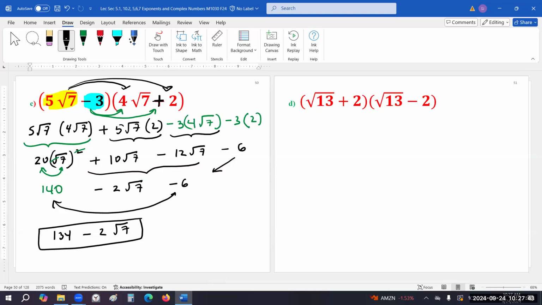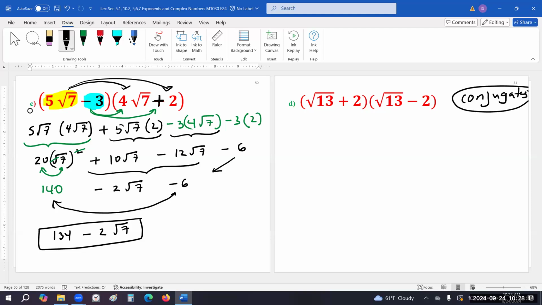You can try the shortcut or you can try the way you did the last two. There is a shortcut for this one. Do you observe something? They are the same, just their signs are different, right? So we call them conjugates.